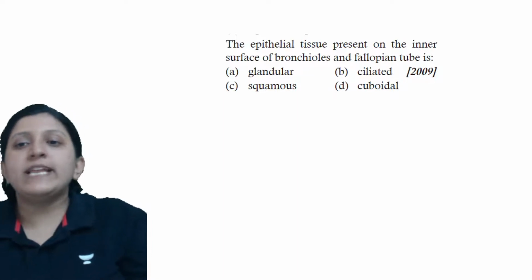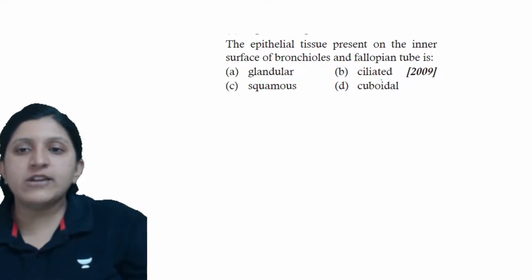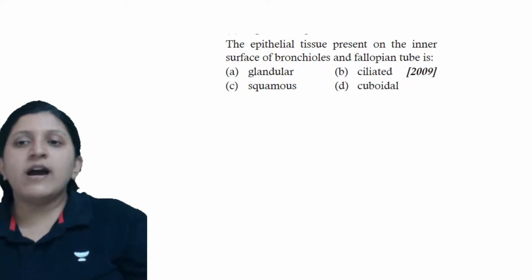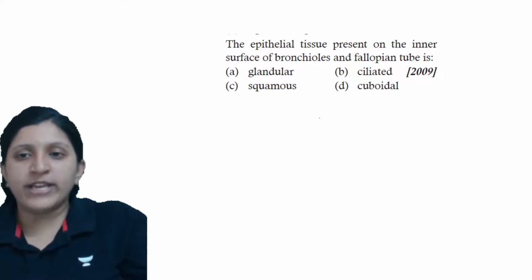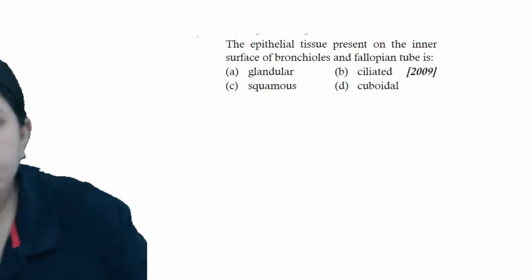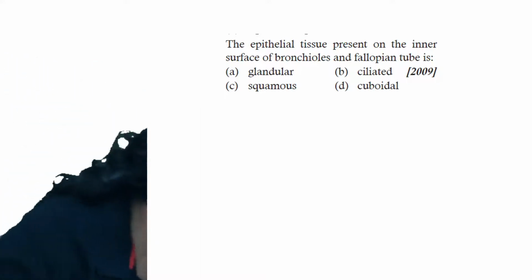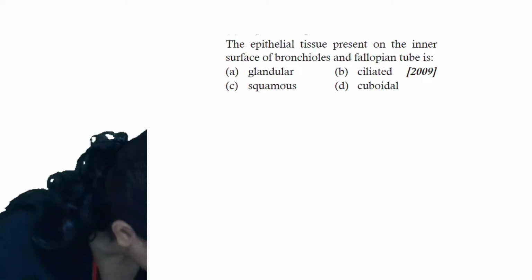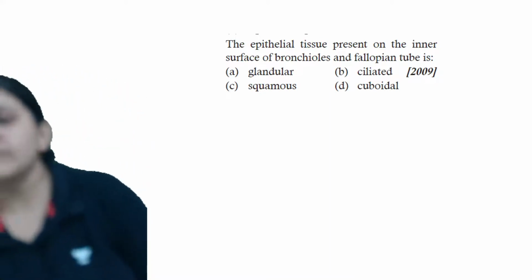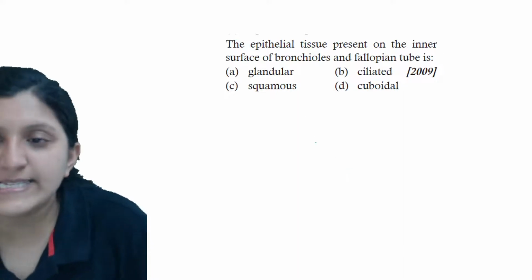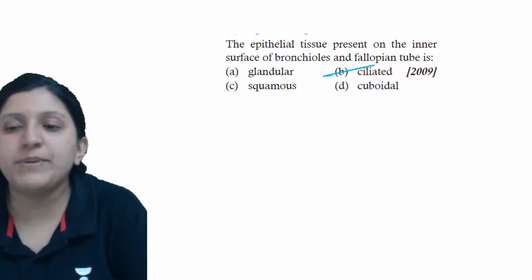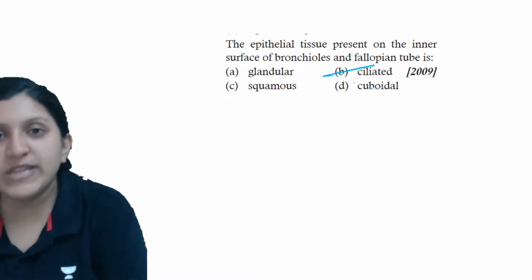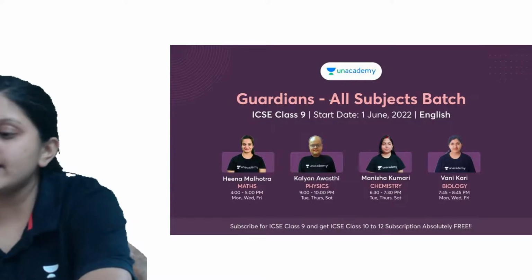Okay, so the epithelial tissue present on the inner surface of the bronchioles and the fallopian tube is: glandular, ciliated, squamous, or cuboidal. This is B, yes, that's right. So it is a ciliated epithelium, ciliated columnar, basically to move things with the help of the cilia. So in that case, it is ciliated.